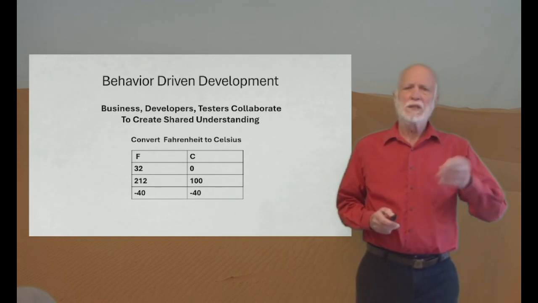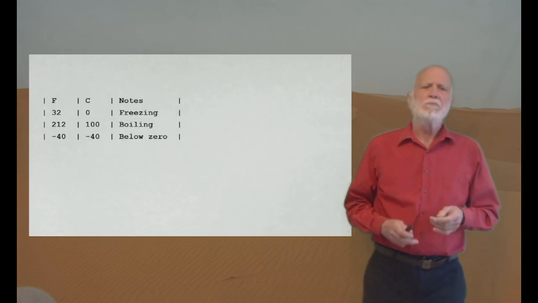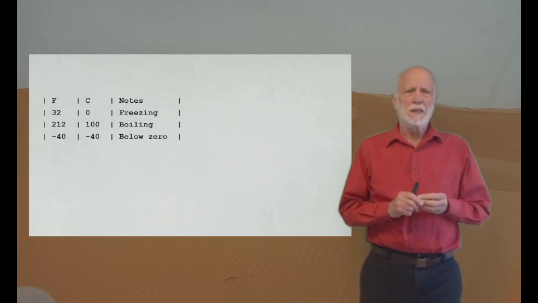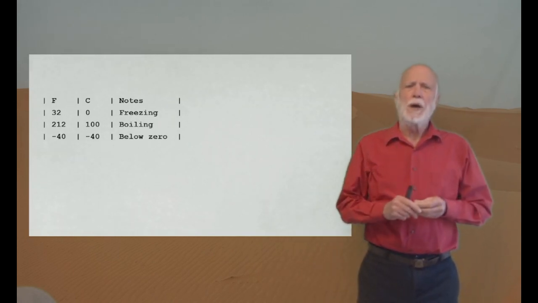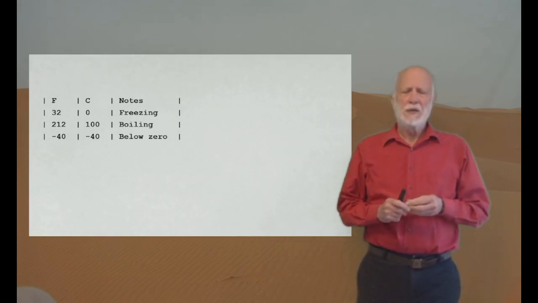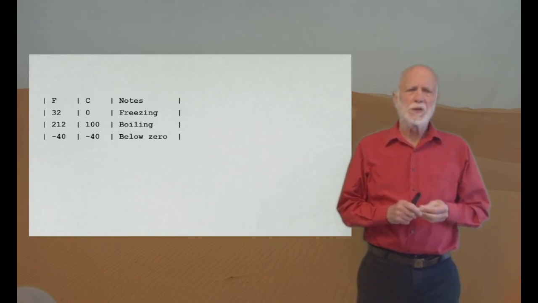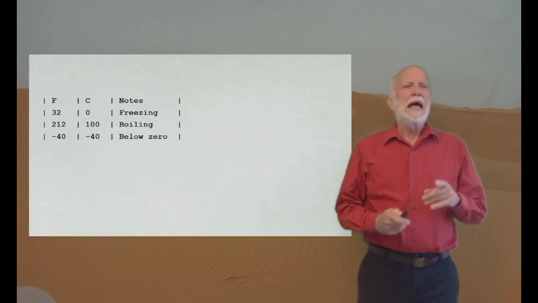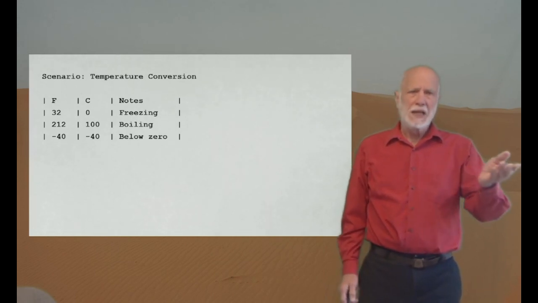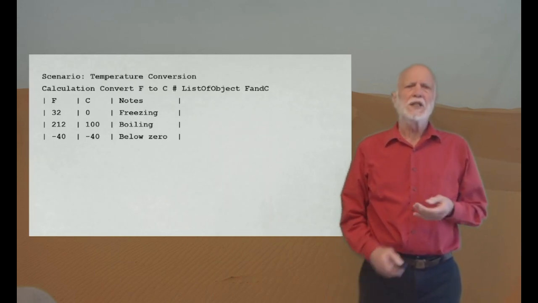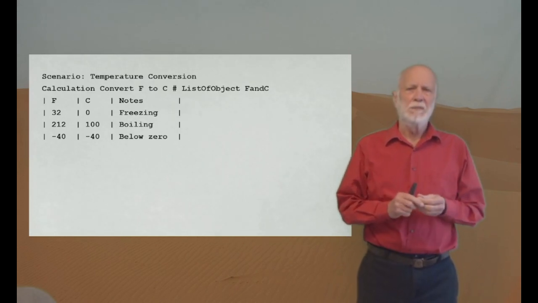Now we're going to take what's on that whiteboard and put it into a Gherkin document. You'll notice we have our F and C, and we can also add some notes as to why we pick those particular numbers. We'll add in a name of a scenario, temperature conversion, and give this table and this calculation a name, convert F to C.